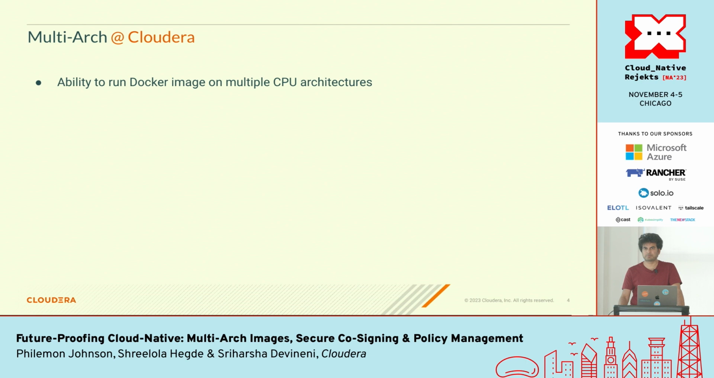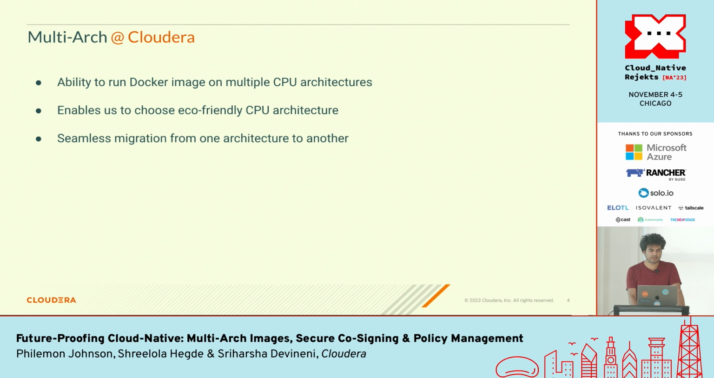And as I said, Graviton, the AWS cloud offering for ARM, these are eco-friendly CPU architectures because for less compute, you could still get the same throughput and reduce the cost as well. And we wanted to achieve seamless migration from one architecture to the other, rather than building images for different architectures and releasing them separately. So we wanted to have one solution that works on any architecture. And better performance and cost saving.